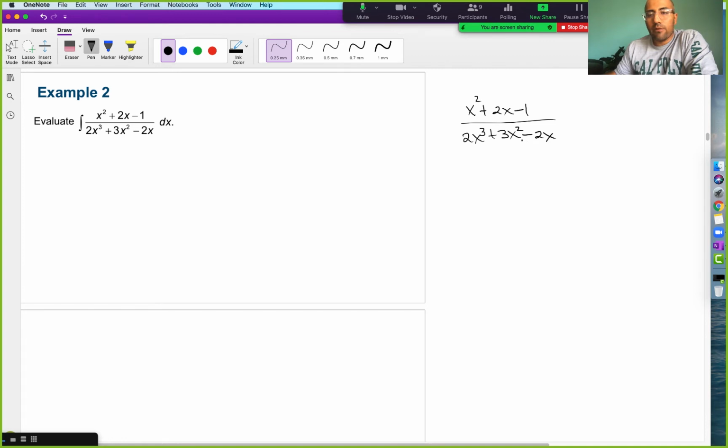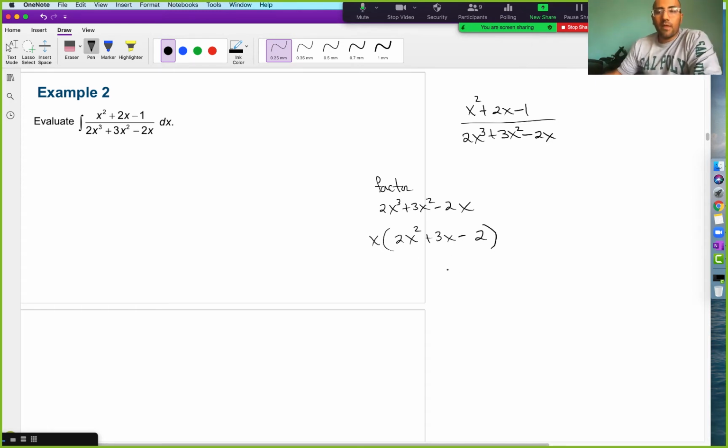Okay, so the next thing I want to do is look at that denominator, and I want to try and find a way to factor it. So I want to factor that guy. All right, so they all have an x in common. So let's go off to the side over here and factor 2x to the third power plus 3x squared minus 2x. They all have an x in common, so let's factor that out. We end up with x times 2x to the second power plus 3x minus 2. Good. And now we end up with a quadratic.